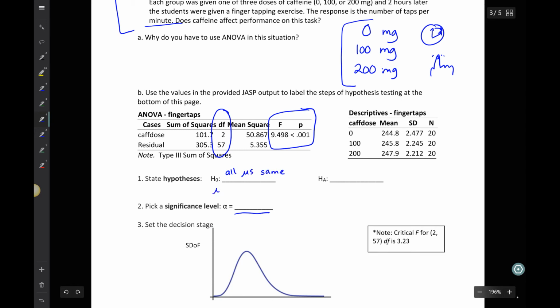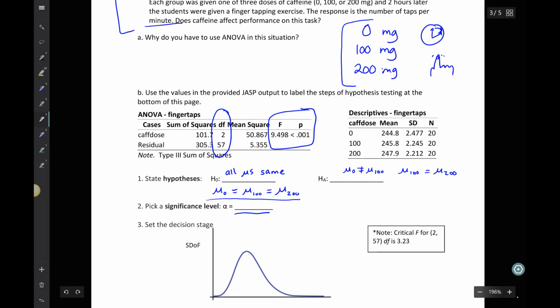You could also write that as the mean of the 0 group is the same as the mean of the 100 group, which is equal to the mean of the 200 group. You can call them ABC. But this is essentially in ANOVA, our null hypothesis is always, no matter how many groups we have, all of the means are the same. The alternative is a little different also, because it could be that these 2 are not the same, but these 2 are.